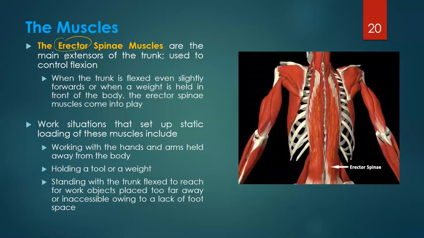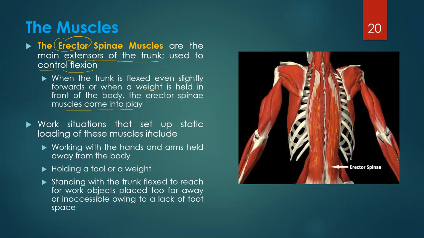So they are the main extensors of the trunk. So once you are bending forward, these muscles actually resist the opposing force according to Newton's third law. So they control flexion. For example, when the trunk is flexed even slightly forward, or when a weight is held in front of the body, the erector spinae muscles come into play.